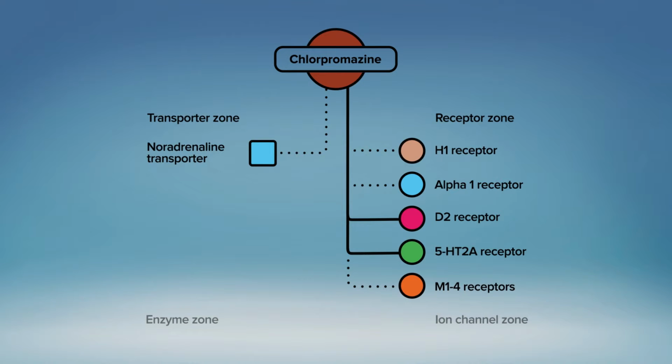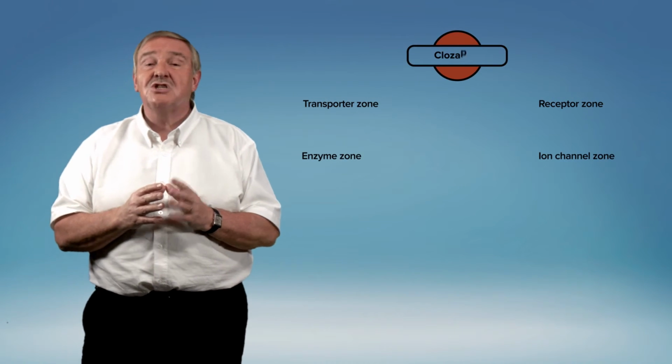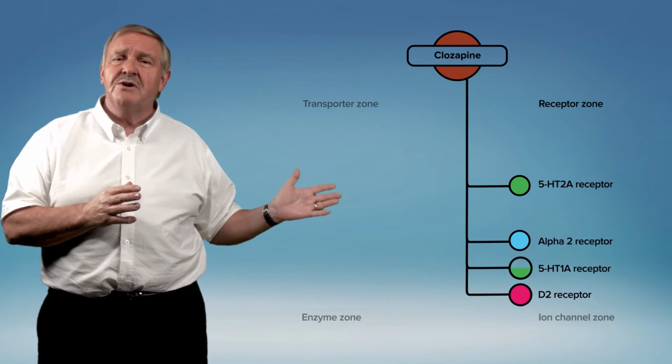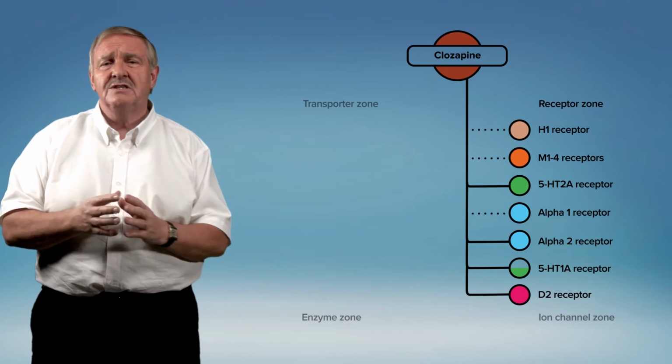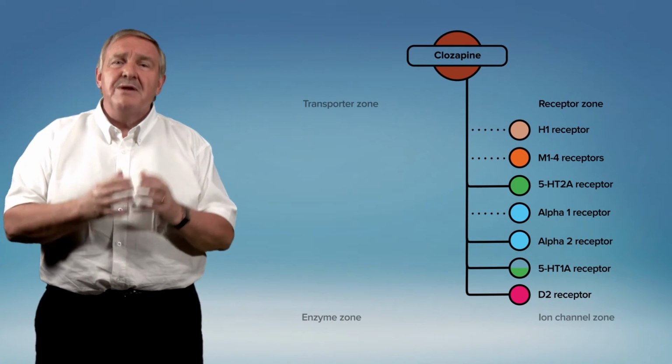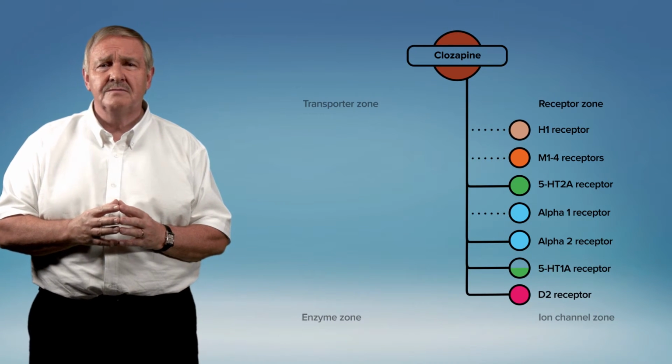The cholinergic muscarinic M1 to M4 receptor blockade can lead to constipation, dry mouth, and cardiac toxicity, particularly in overdose. Another older drug for psychosis is clozapine, and the diagram here shows this has very many receptor interactions, which explain the high incidence of adverse effects. But it may also explain why it can work in some patients where other drugs have failed.